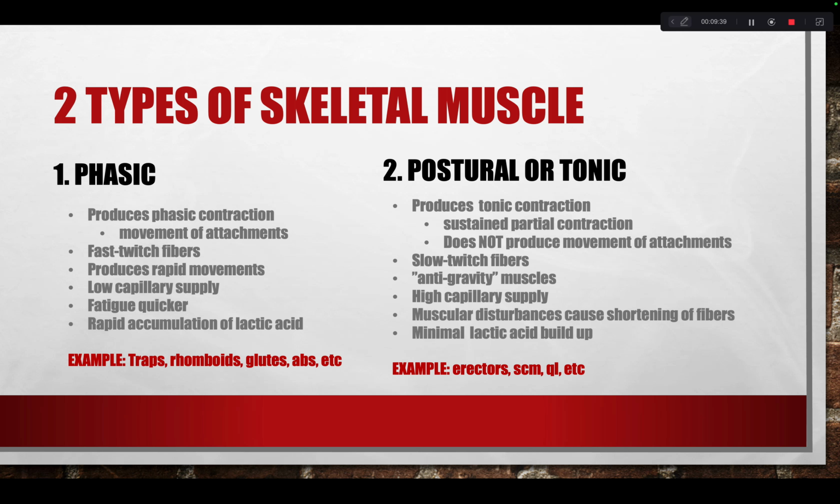Postural muscles also create minimal lactic acid buildup. So these would be like your erectors. Your SCM is a big one. Your QL, quadratus lumborum. So that's kind of an example. You guys have seen and heard me talk about the hip being elevated because the QL muscle is tight. Well, through time, the muscular disturbance has caused these muscles to shorten, right? So that's why they are now in this new state of a shortened posture and bringing that hip up.